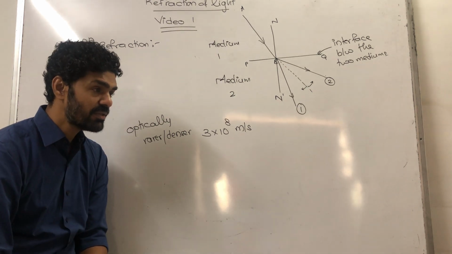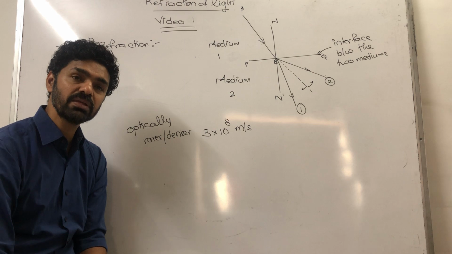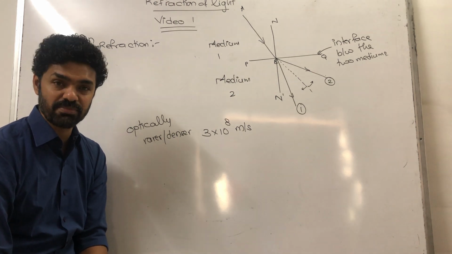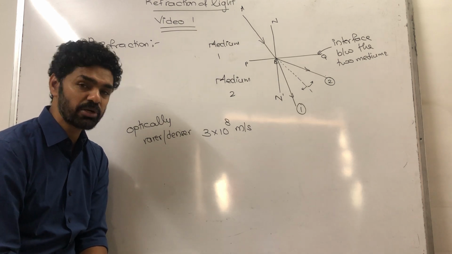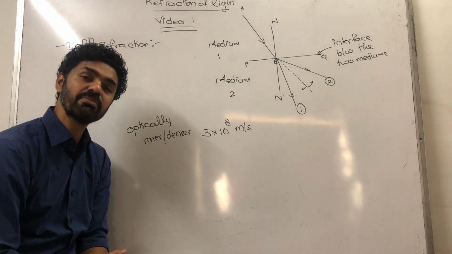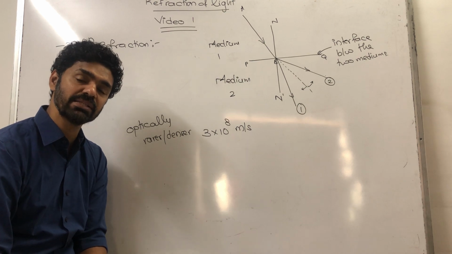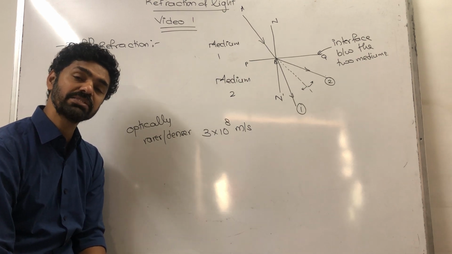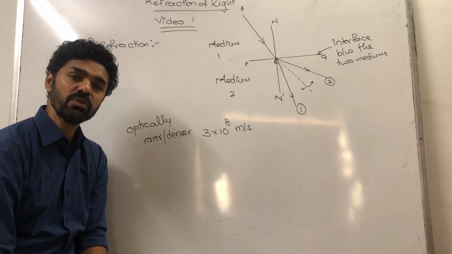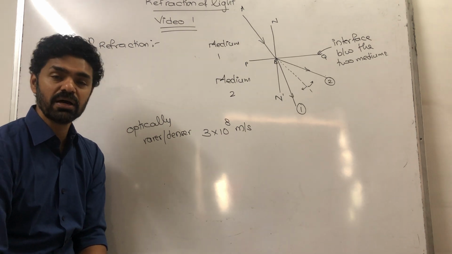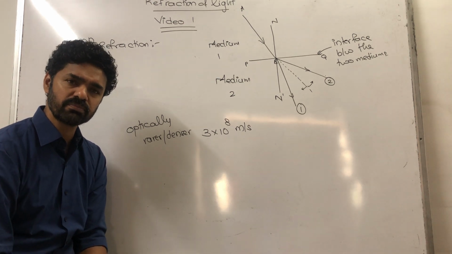We notice that optically rarer or optically denser medium is a relative concept. When you compare air and vacuum, air is the optically denser medium, but when you are comparing air with glass, air becomes the optically rarer medium. So this concept of optically rarer and optically denser is not an absolute concept, it's a relative concept. Whether a medium will be rarer or denser would depend on with which medium you compare a given medium.